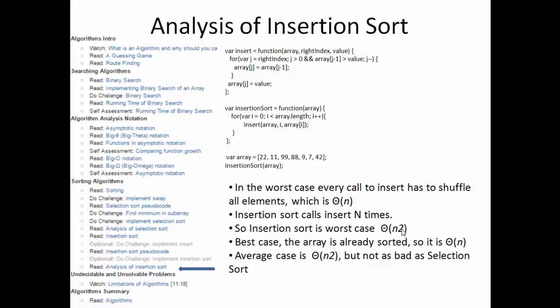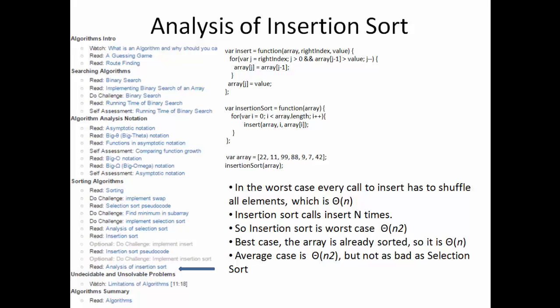If you remember, selection sort was also order n squared. But in the best case, if the array is already sorted, insertion sort finds that with one pass. So in the best case, insertion sort is order n. Whereas selection sort still has to do all of the shuffling, so in its best case, it's order n squared. So we can see between insertion sort and selection sort, in the worst case, they're both order n squared.